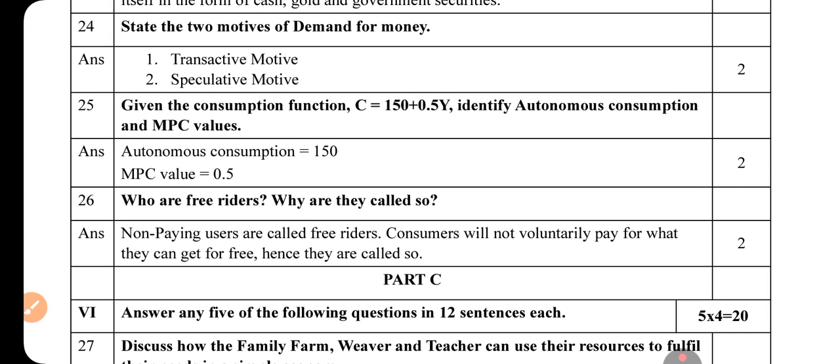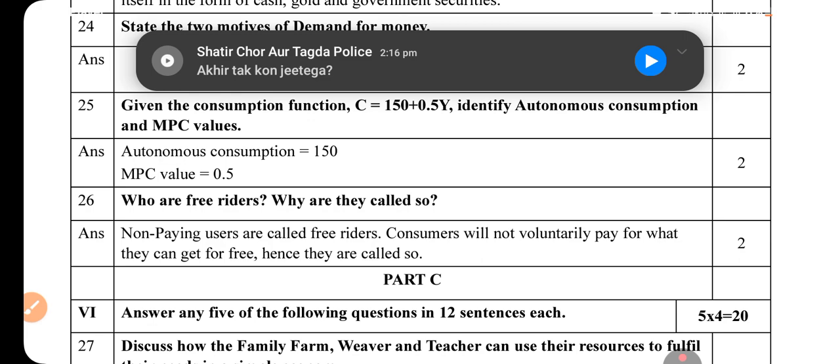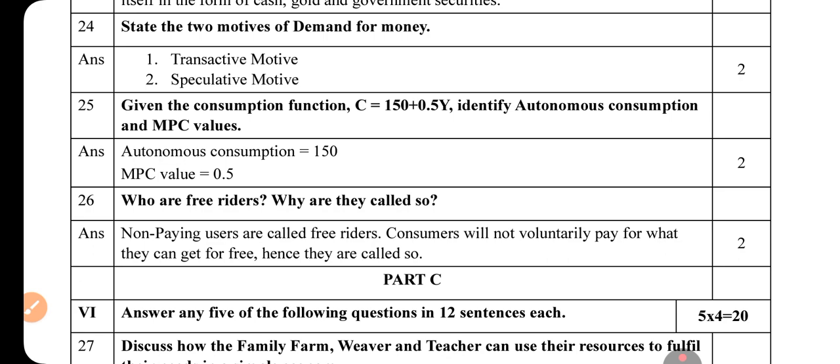25th question. Given the consumption function C = 150 + 0.5Y, identify the autonomous consumption and MPC values. Autonomous consumption is 150. Autonomous consumption means consumption that does not depend on the level of income. The consumer incurs expenditure even at zero level of income. How is it possible? From past savings, or by collecting loans and advances from banks, friends, relatives.